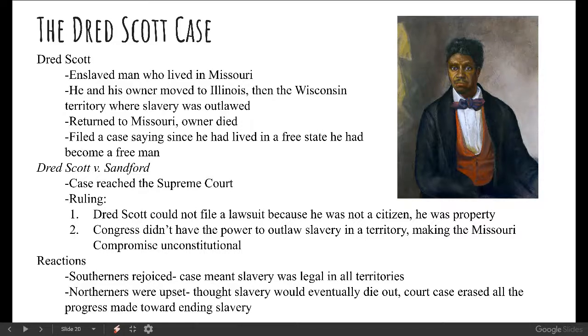So we get two different reactions. Southerners, of course, are going to be really happy about this. This case means that slavery is legal in all the territories, regardless of any of these compromises that we've looked at up to this point. Northerners are upset because they felt that if we could keep slavery out of the West, it would eventually die out. And the court erased any sense of progress that Northerners had been making towards ending slavery. So they were pretty upset about the outcome of this case.